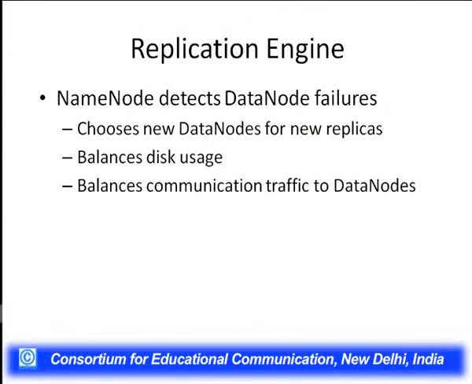Then we have the replication engine, which chooses new data nodes for new replicas. For example, say corresponding to a file we have just a single block, and the replication factor is 2. What this means is that we have just 2 copies of this file. So if one of the nodes fails, then we are left with only 1 copy. What will happen if the second copy also fails? In that case, we can say our system will fail.